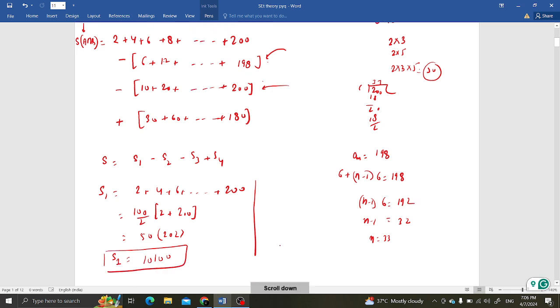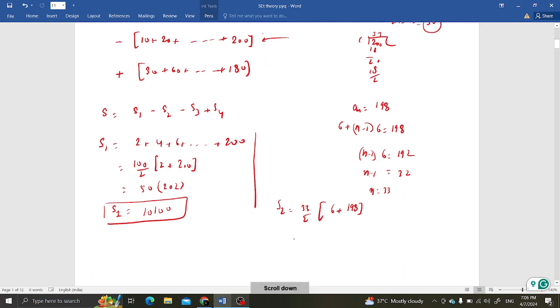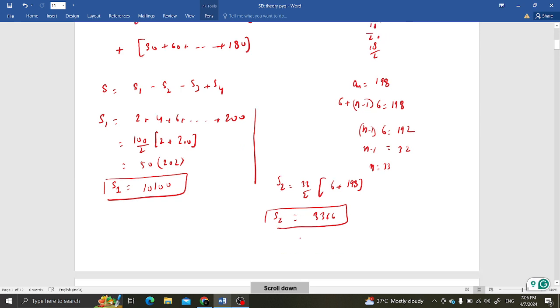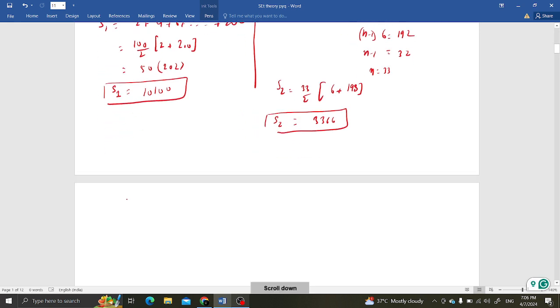So S2 will be 33 upon 2 times the first term plus the last term. After solving it, we get 3366. This is S2. In a similar fashion, you can check, S3 will come 2100 and S4 will come 630. Hence, we can put these in the first equation.